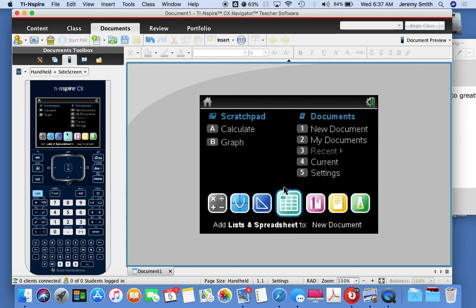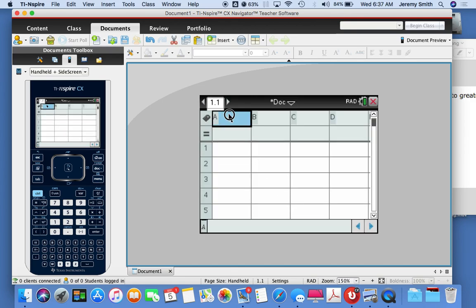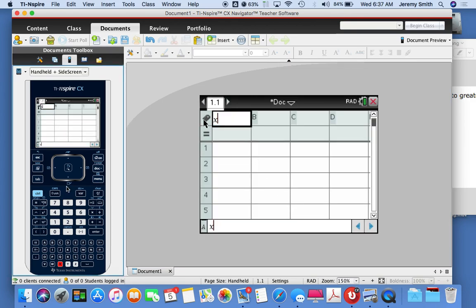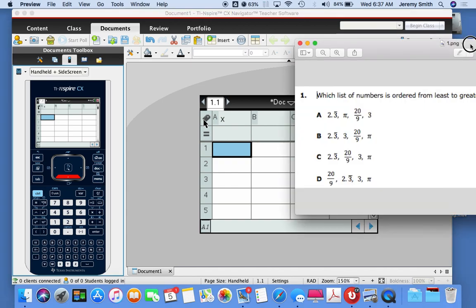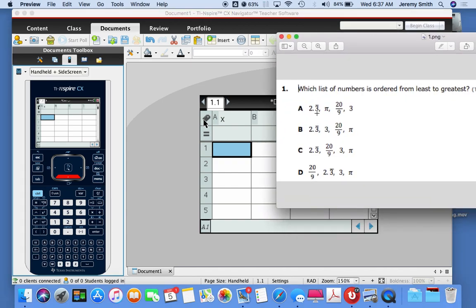First thing we want to do is go to Lists and Spreadsheets. We're going to put X right here, and we're going to put these numbers into the calculator. So 2.3, and that symbol means that the 3 keeps going on and on and on, and there's not a symbol in the calculator that gives us this possibility.